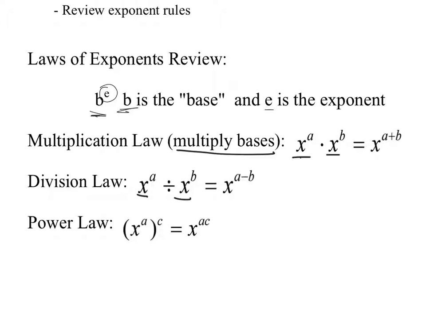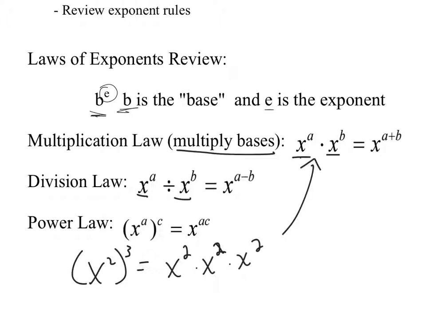Okay, because, for example, x squared to the 3rd power, that was the same as x squared times x squared times x squared, which is this rule. So that's x to the 6th.